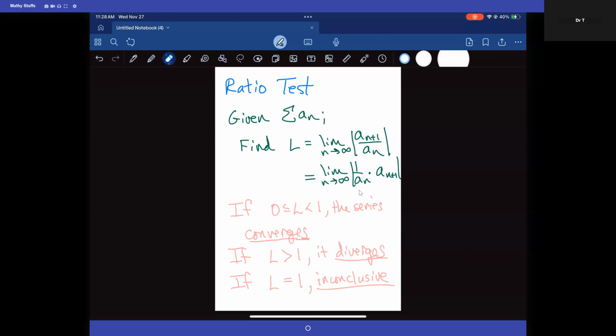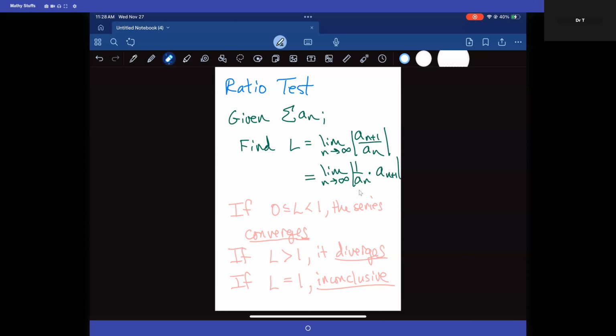If that number L is bigger than 1, the series diverges. And if L is equal to 1, this test doesn't tell us anything. It's inconclusive. So I'll show you examples of all these things right on the next page.